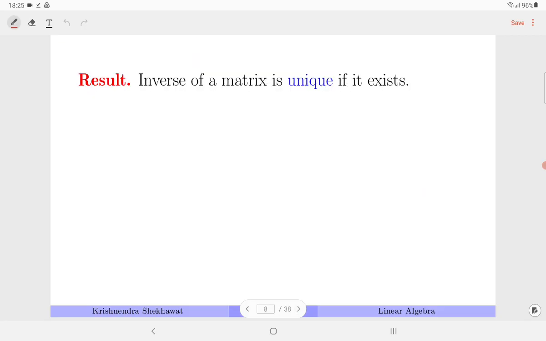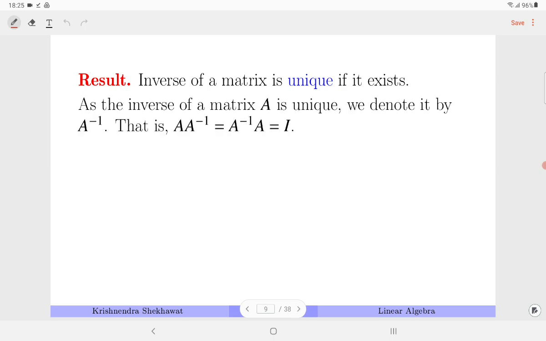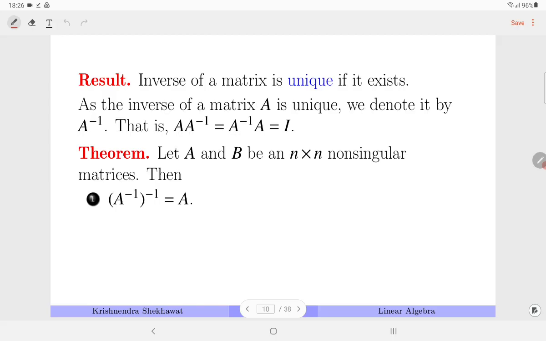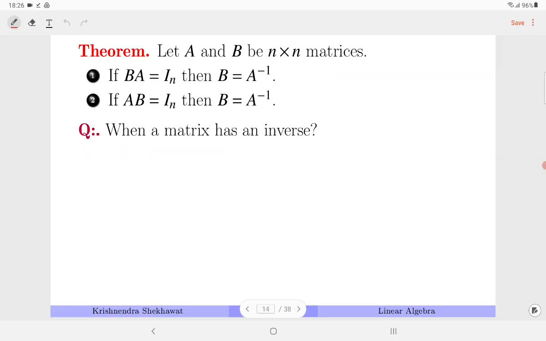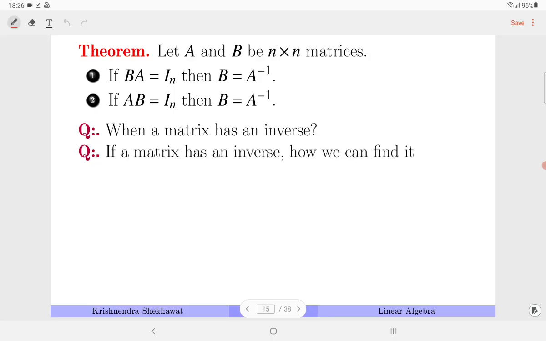Inverse of a matrix is unique. I'm not going into the details of all of this. And since it is unique, we can choose a notation for it. So A inverse is the notation. Few results, everyone knows it. The question which we are looking for is, how do we know if a matrix has an inverse? And if it has an inverse, then how can we find it? Especially again using RREF, which means how RREF can be helpful in finding the inverse of a matrix.